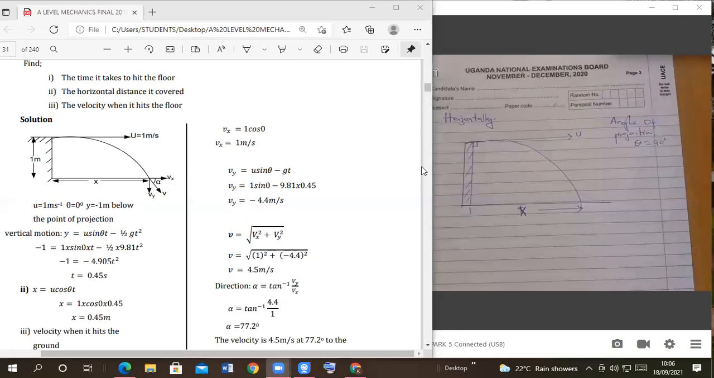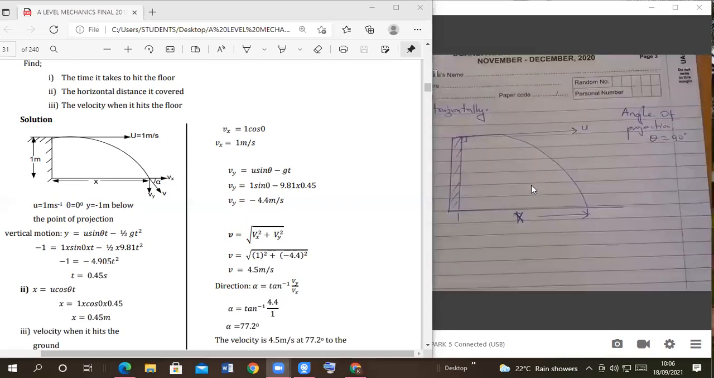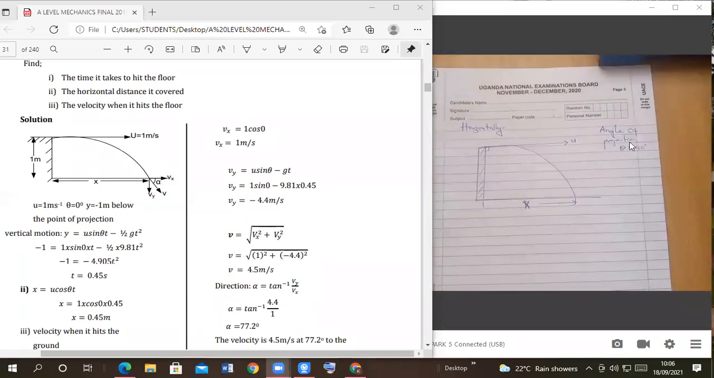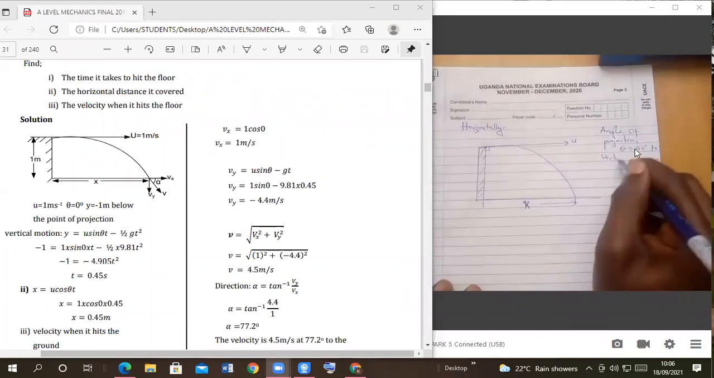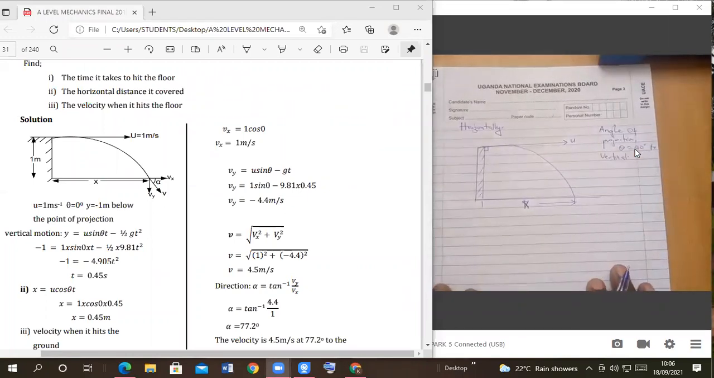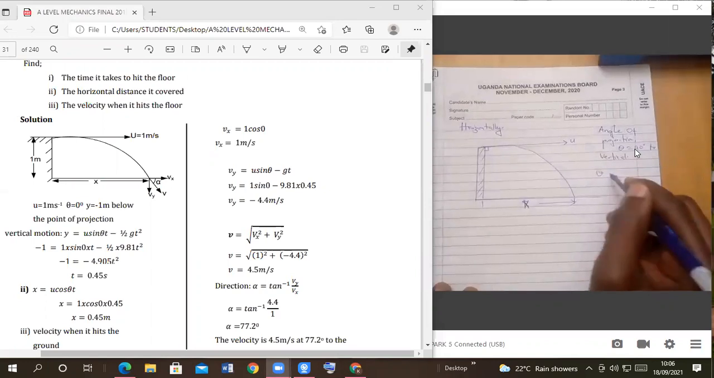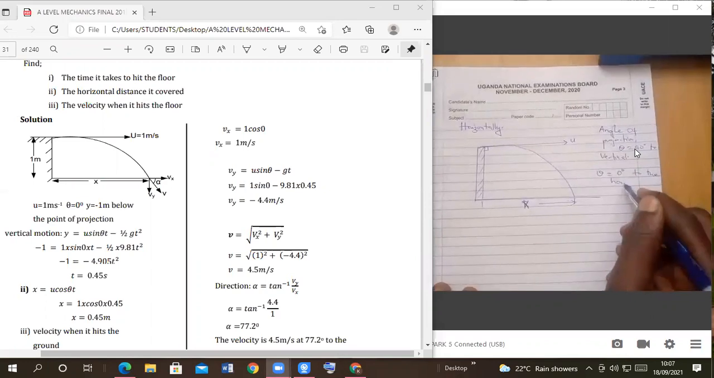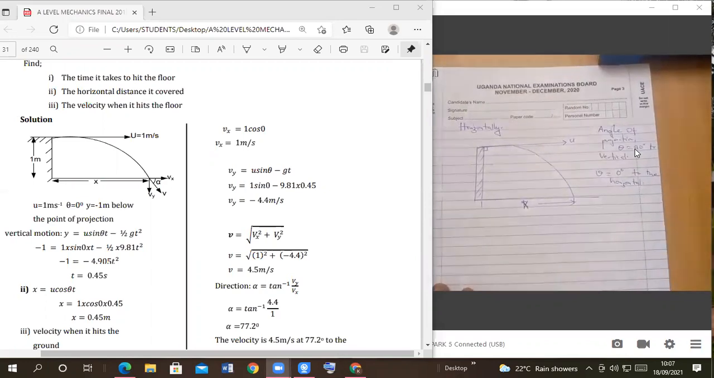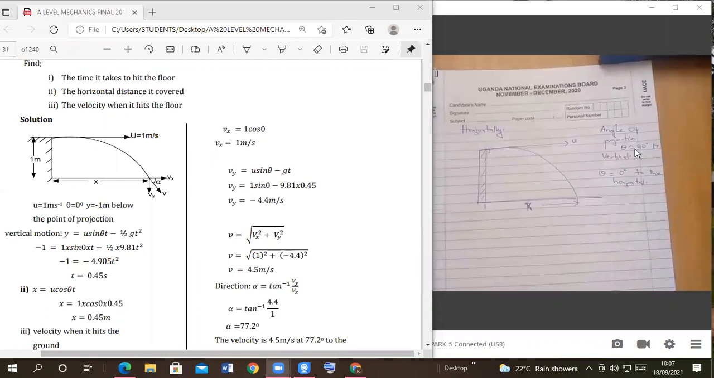So the angle of projection will be 90 degrees to the vertical, but I remember telling you, the angle of projection must always be to the horizontal. So if the angle is 90, this 90 is to the vertical. But to the horizontal, the angle of projection theta will be equal to 0 degrees. Take note of that. Sometimes they confuse those.